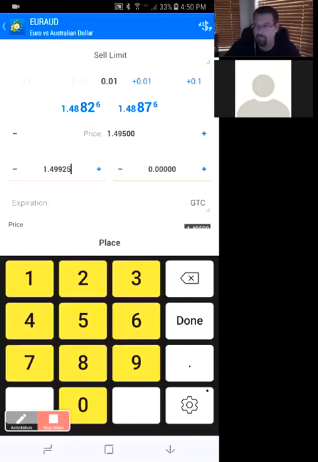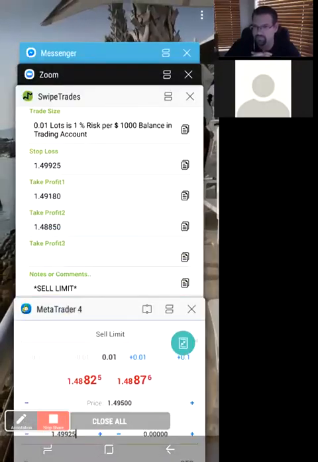Can we do one with the most recent? This is the most recent. 8 hours ago. 15 hours ago. Right. So this is the most recent swipe that we've had.